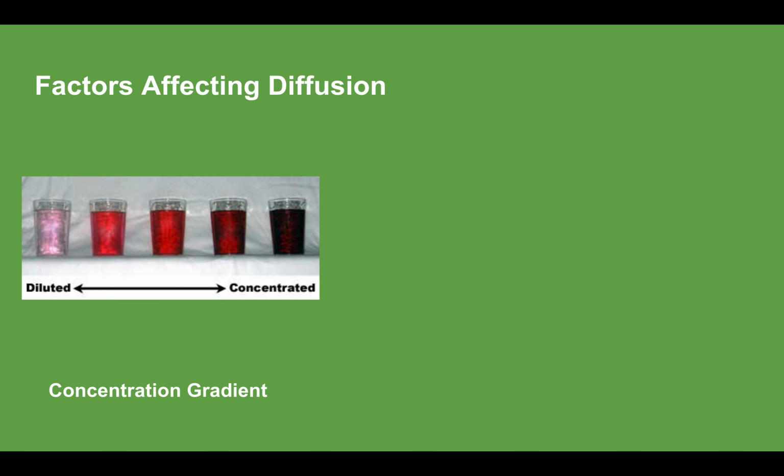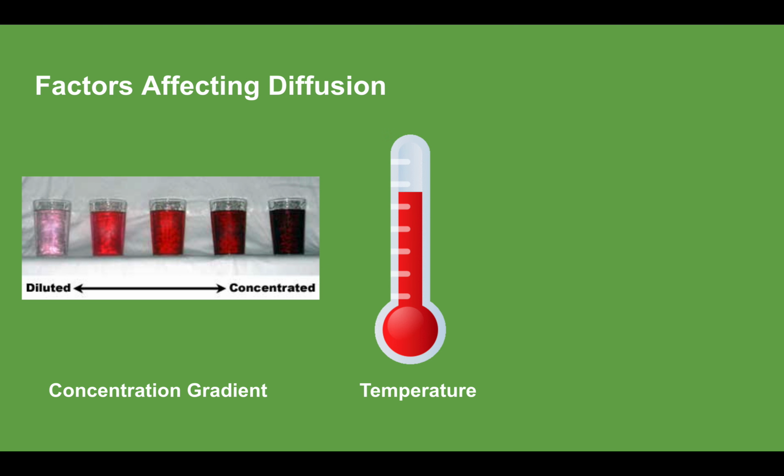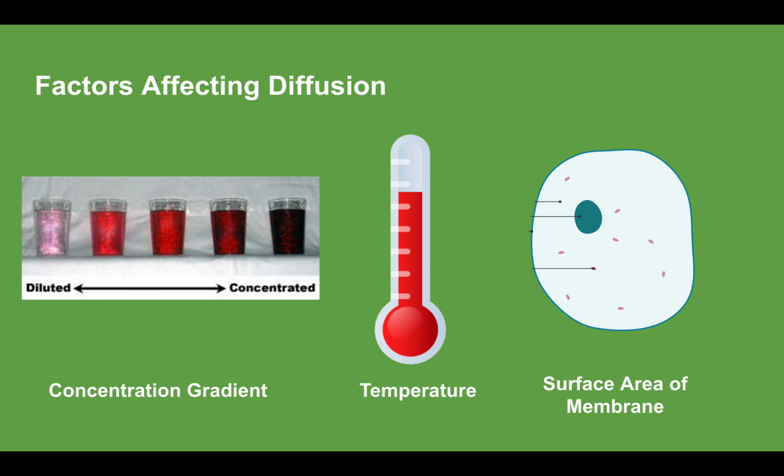So here are the factors shown that affect diffusion rates. So the concentration gradient, the temperature at which diffusion occurs, and the surface area of membrane.